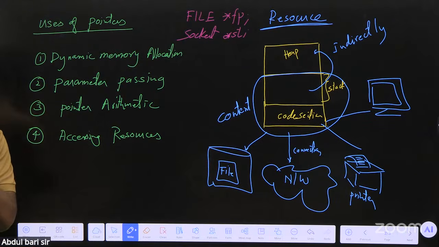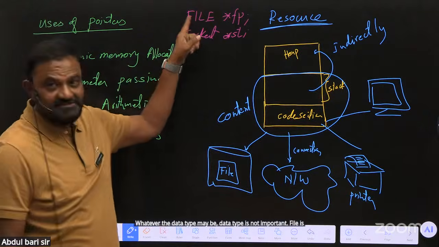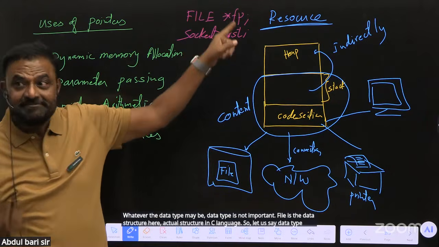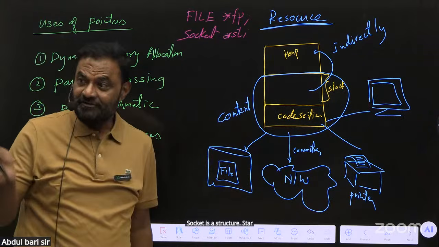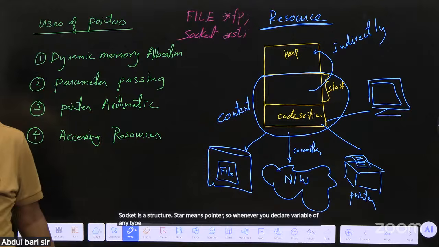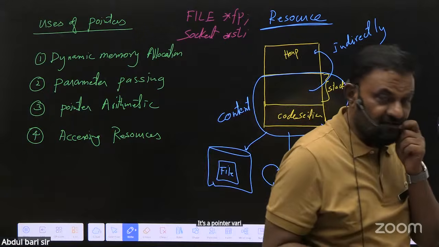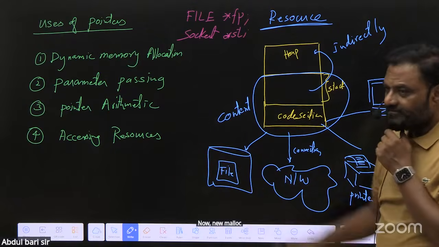Honey, that's the next thing. Next, new is not a pointer. When you declare any variable with a star in front, that is a pointer, whatever the data type may be. Data type is not important. File is the data structure here, actually a structure in C language. Star means pointer. Socket is a structure. Star means pointer. So whenever you declare a variable of any type by using star, it's a pointer variable or address variable. Now new and malloc, that is a different thing. We'll come across that.